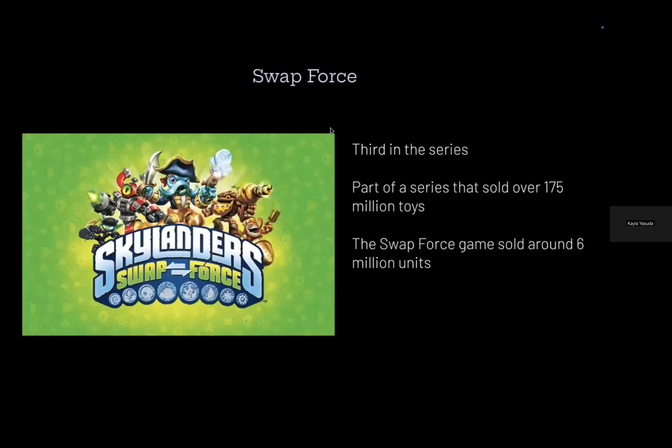So Swap Force is different. Swap Force is third in the series. It's part of a series that sold, I think, over 175 million toys. The Swap Force game itself sold around 6 million units. So that's Swap Force, quick recap.